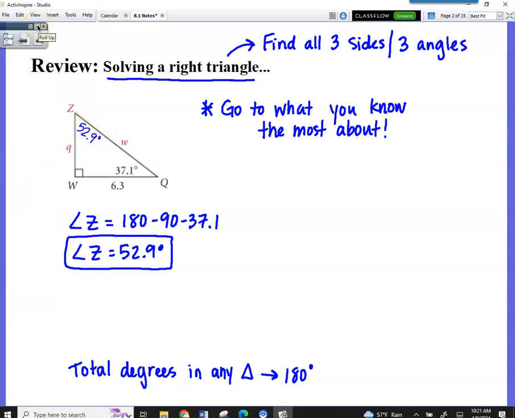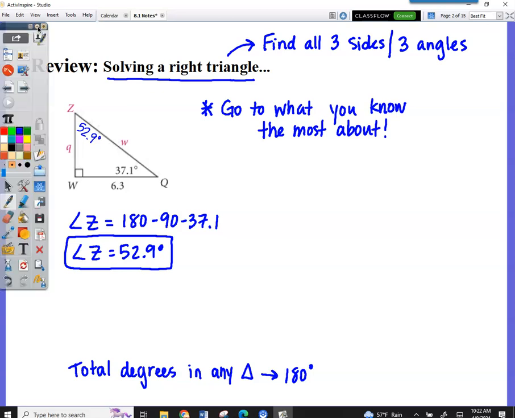Now I need to solve for the missing sides. Okay, this is geometry. We're coming back to trig, basic trig. Let's write the formulas here. Sine is opposite over hypotenuse. Cosine is adjacent over hypotenuse. Tangent is opposite over adjacent.